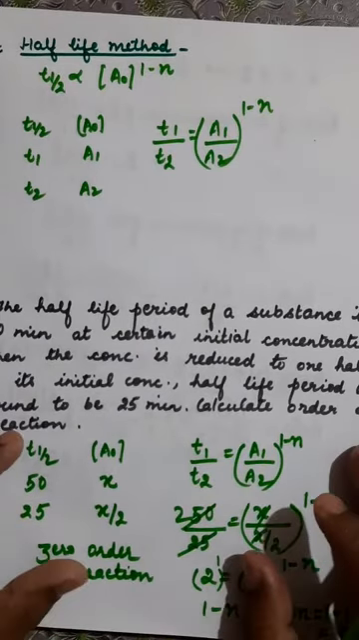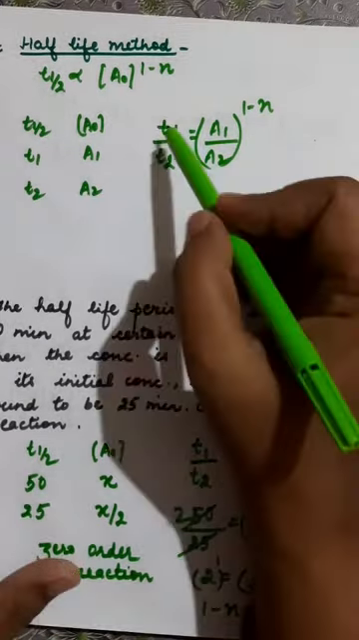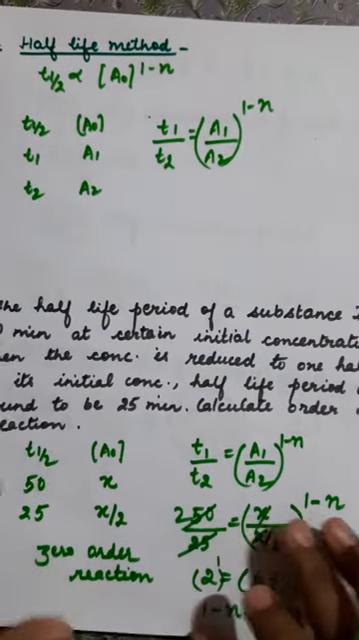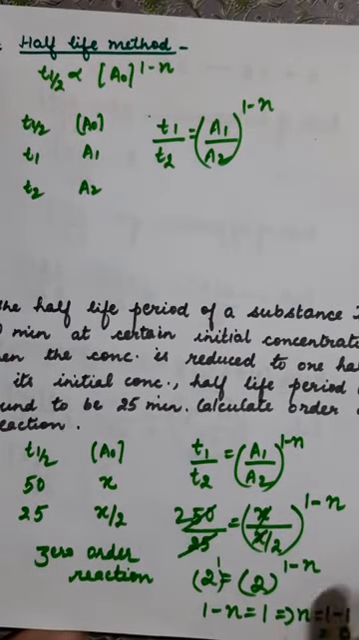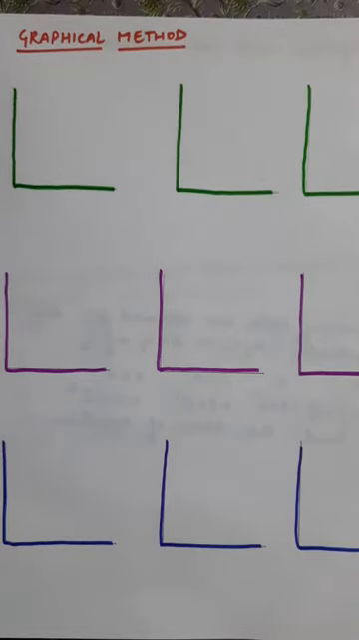Data will be given to you at two different initial concentrations. T half will be given. Using this relation you have to find out the order of the reaction. So this is the second method, that is the half-life method. Now coming to the third method, that is the graphical method.